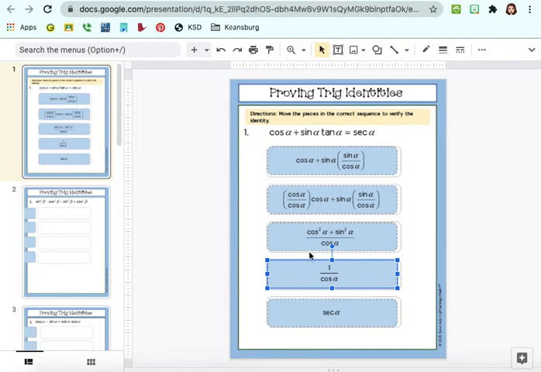So for each of these problems, you're just putting the steps in order. So I would first look at what they're asking you to prove. That's always going to be your last step. And then you're organizing the other ones in order to prove that actual last step.